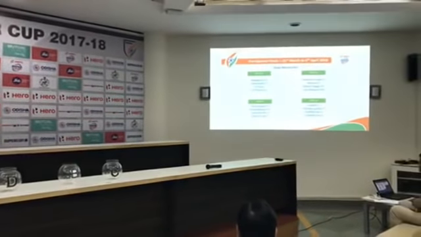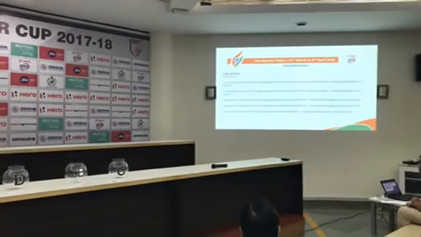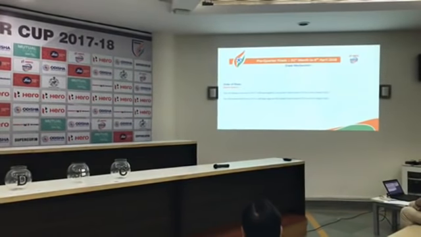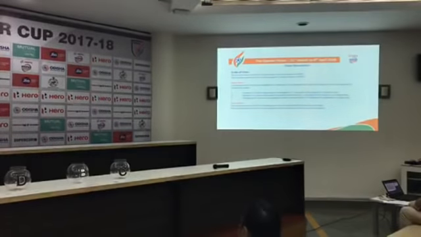Now, how we will draw the lots, I will show you. The order of the draw is like this. The first team drawn from pot A will play against the first team drawn from pot B. That is, it is A versus D and B versus C. Now here I will explain.